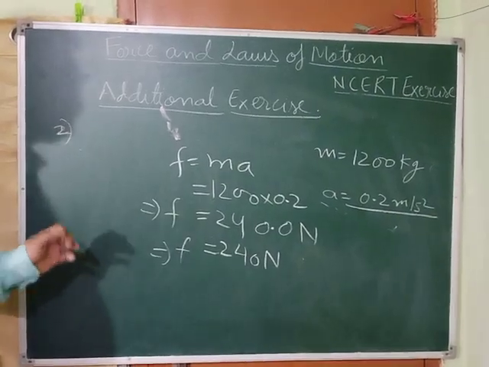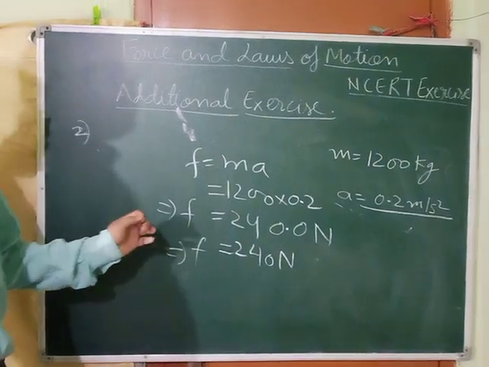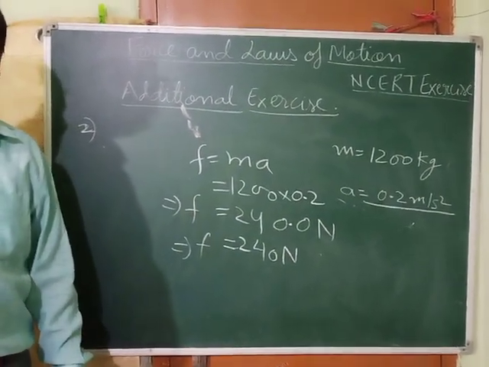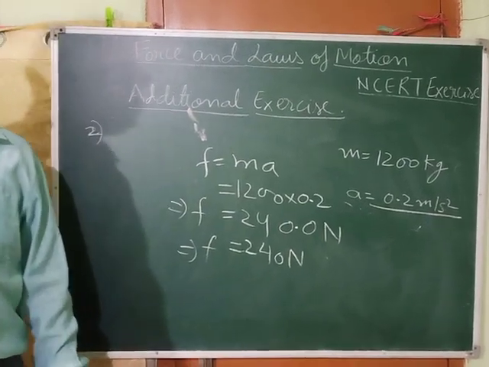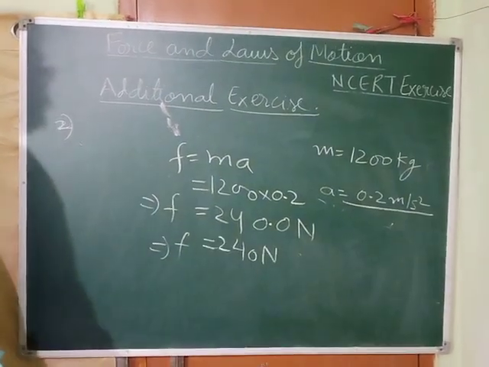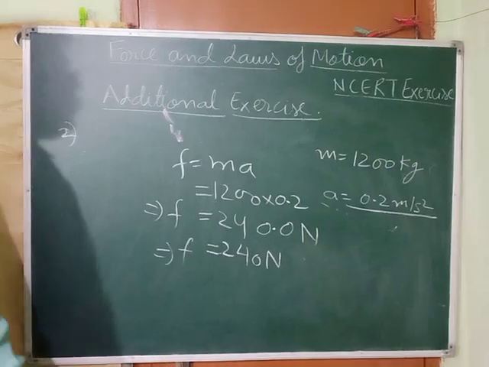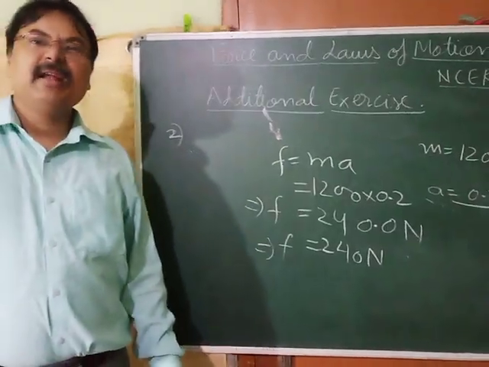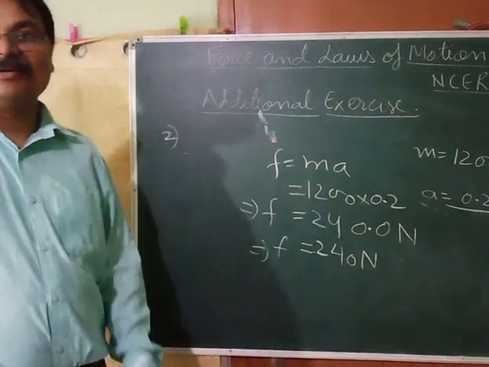Therefore, force applied by each person is 240 Newton. Okay, force applied by each person is how much? 240 Newton. Now that was asked in the question. We can ask one more question in that.